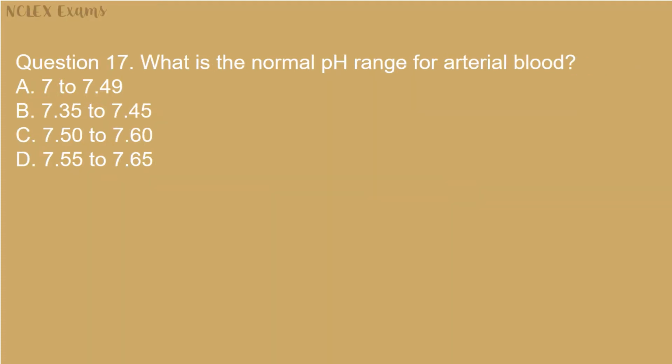Question 17. What is the normal pH range for arterial blood? A. 7 to 7.49. B. 7.35 to 7.45. C. 7.50 to 7.60. D. 7.55 to 7.65.